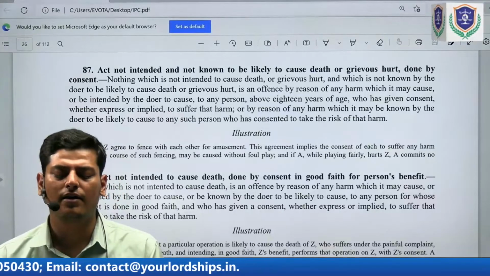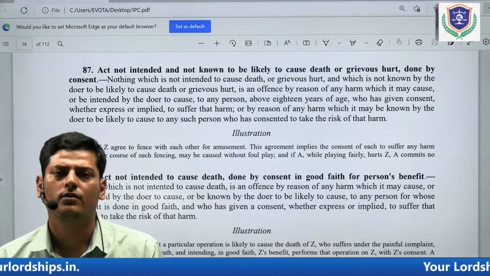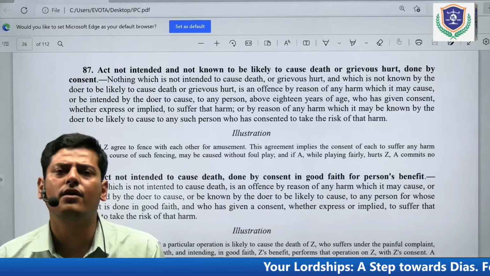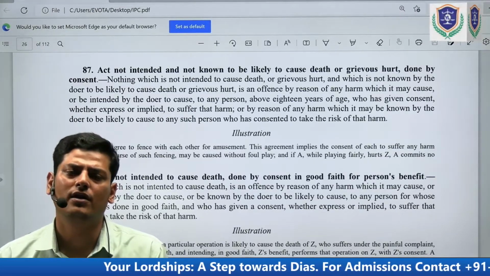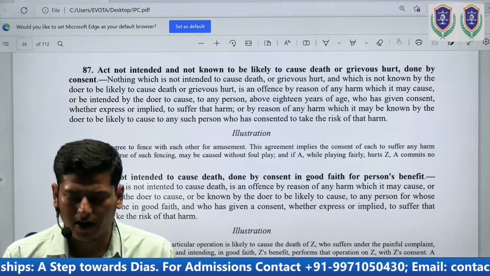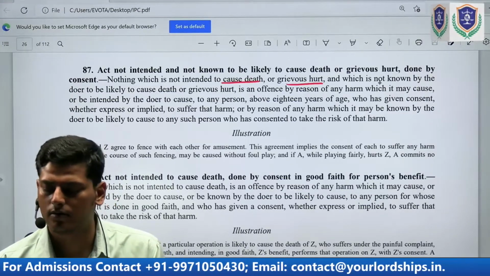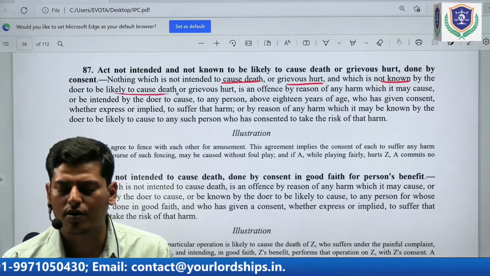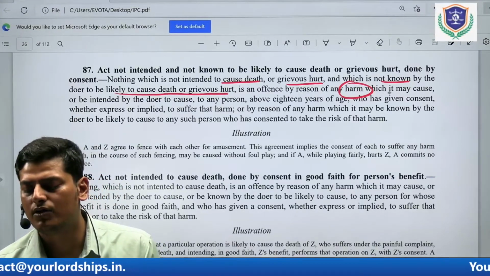Section 87 says that nothing which is not intended to cause death or grievous hurt. So intentional causing of death and intentional causing of grievous hurt is not protected under the defense of consent, which is there under the general exception. So nothing which is not intended to cause death or grievous hurt, and which is not known by the doer, also the knowledge part, not known by the doer to be likely to cause death or grievous hurt, is an offense by reason of any harm which it may cause.